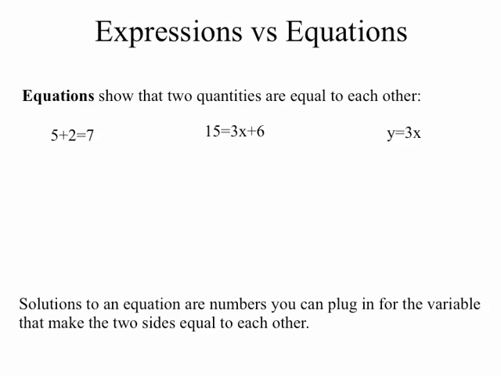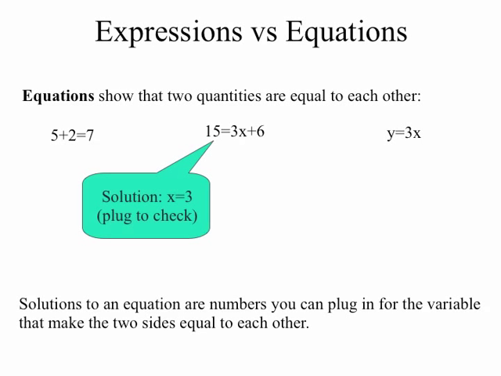Solutions to an equation are the numbers that you can plug in for the variable that make the two sides actually be equal to each other. So in the middle equation here, the solution is that x has to be 3. In order to check that that works, you can replace the x in the equation with a 3. And you'll see that you have 3 times 3, which is 9, plus 6, which is indeed equal to 15.